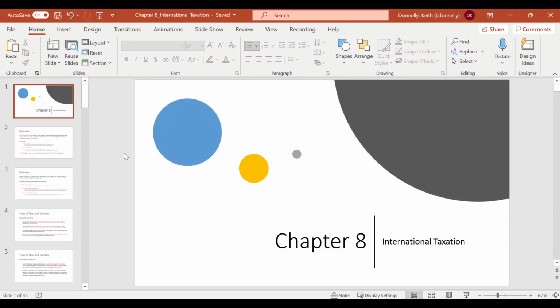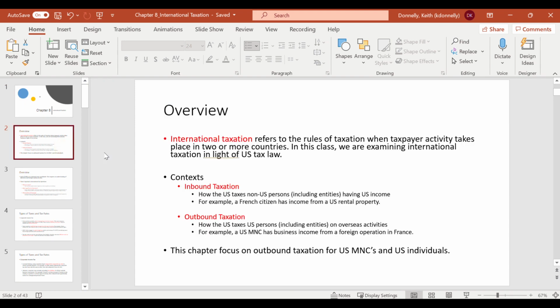Okay, hi everyone. This is going to be the first lecture on Chapter 8. We're going to be looking at international tax. So when we're talking about international tax, we're really looking at how do we tax a taxpayer when they have activity, income, for example, in two or more countries. And in this chapter specifically, we're going to be looking at how the U.S. treats it. Every country has their own rules, but we're going to be focusing on international U.S.